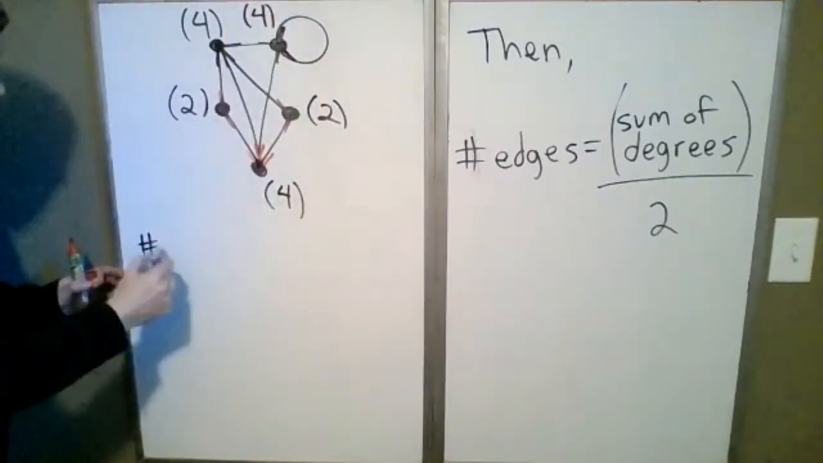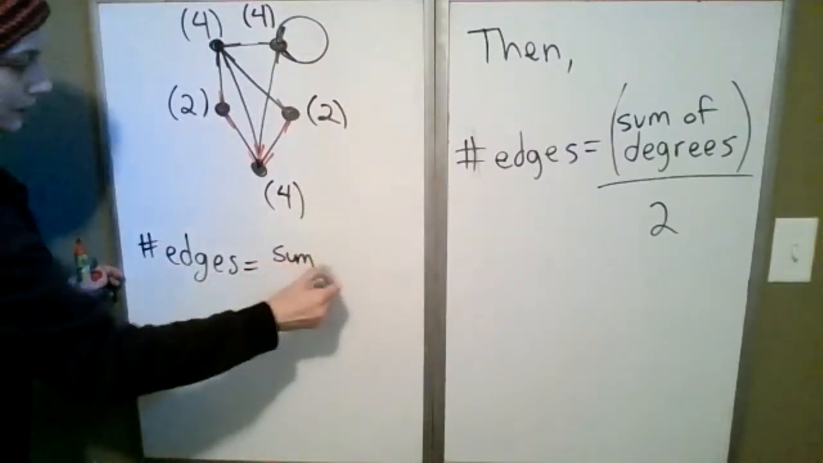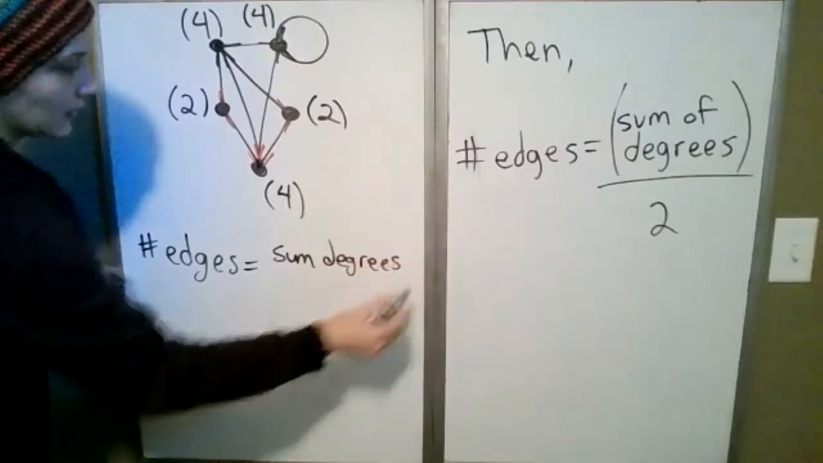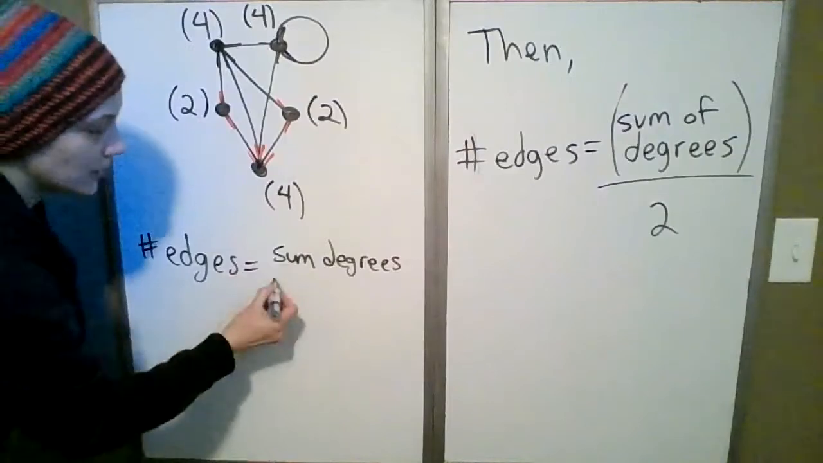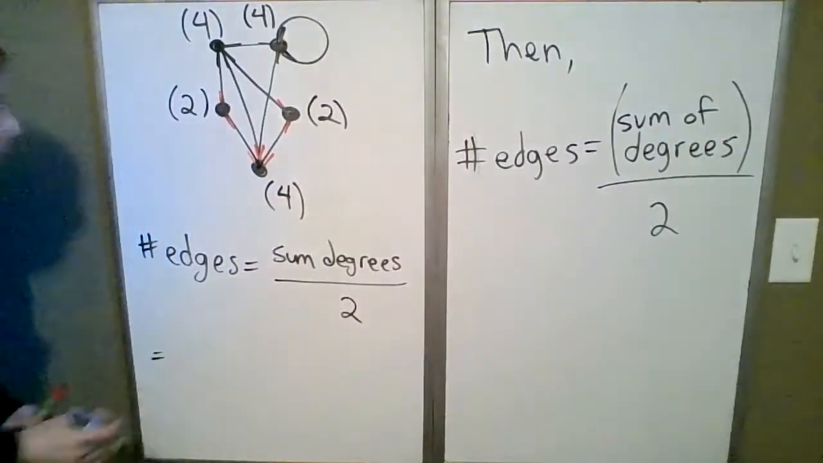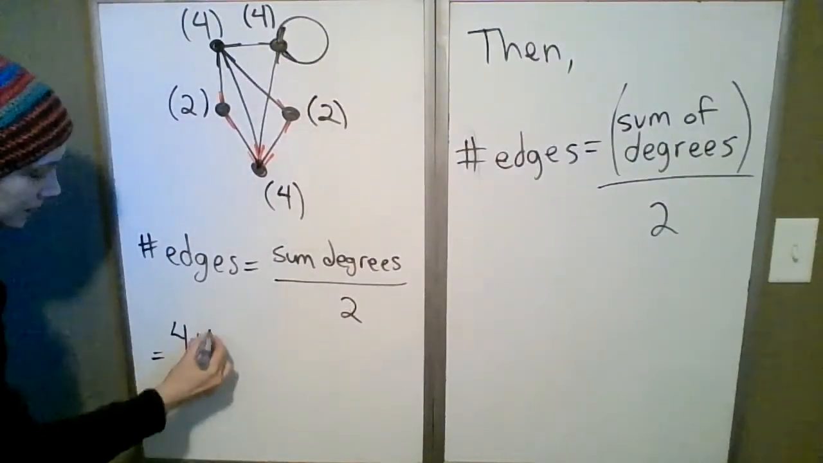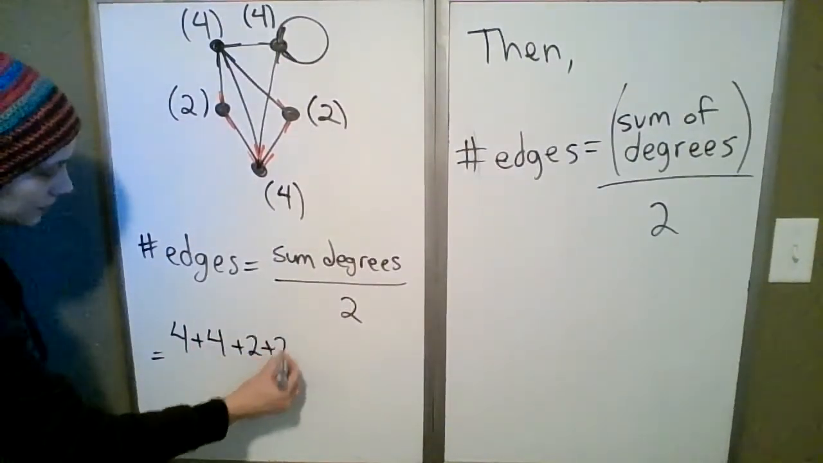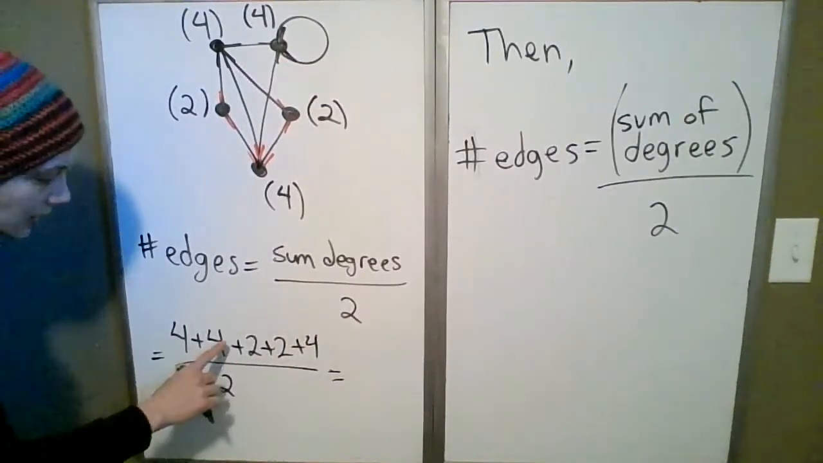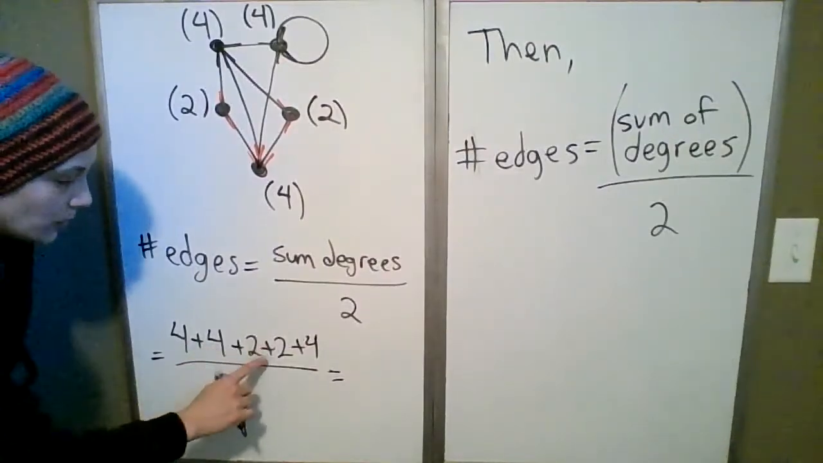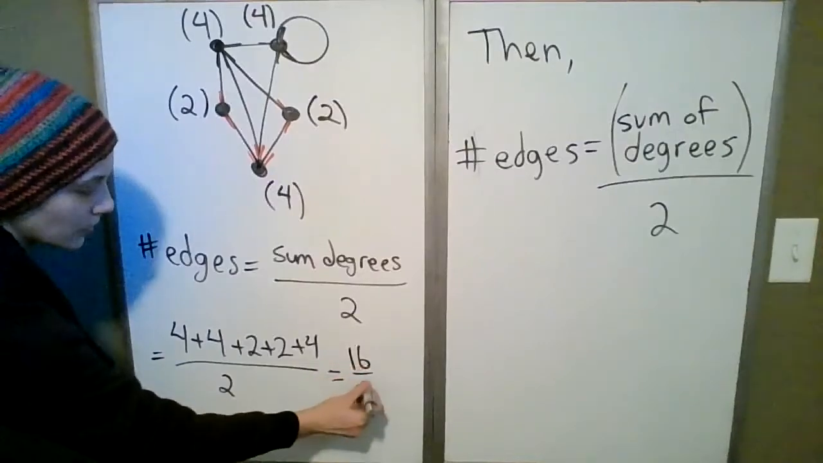Okay. Number of edges. Okay, so sum degrees means sum all of the degrees from your graph and then divide by 2. Add 4 plus 4 plus 2 plus 2 plus 4. Four plus 4 plus 4 plus 4, so 8 plus 8 is 16 over 2. 8 edges.